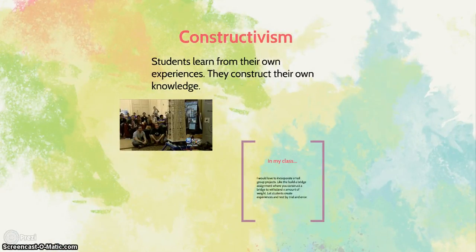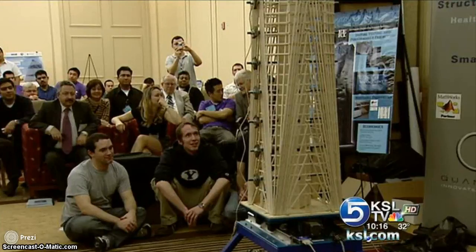Constructivism. This is where students learn from their own experiences. They construct their own knowledge. Here I have a picture, and this was 18 universities that came together, and they all constructed their own skyscrapers with their own knowledge. These are all homemade. All they were allowed to use was a certain type of wood and dampers to help absorb some of the shake. It was a shaker table, and it simulated three of the biggest earthquakes recorded in history. This was really fun. As you can see from the expression on everyone's face, it's really exciting. They get to take their own knowledge and apply it.